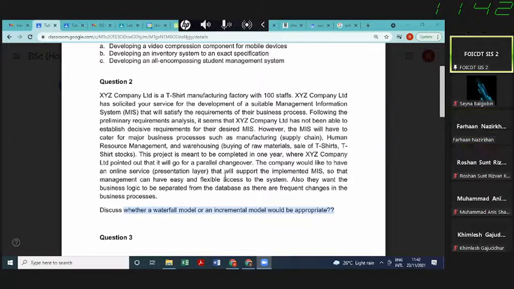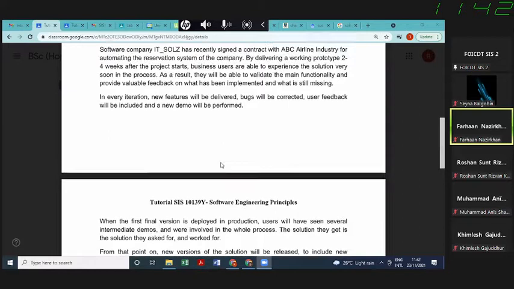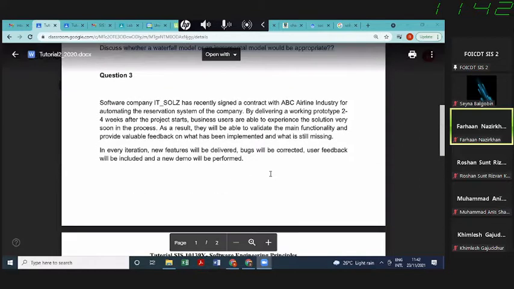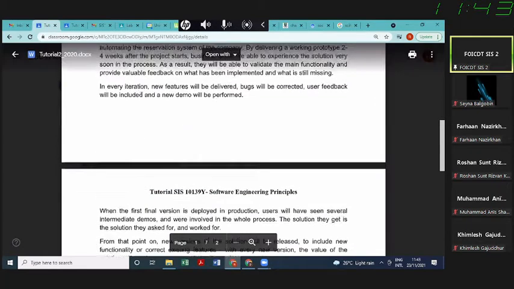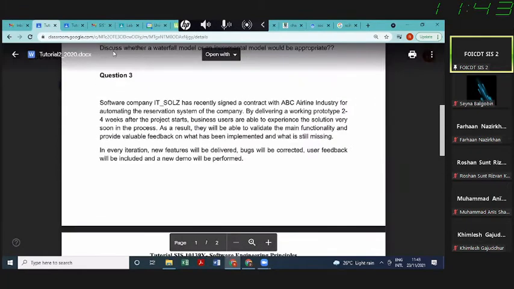Yes, very good. Me too, I think it's good that we go for this incremental model. So incremental, agreed. Question number 3. I give you 2-3 minutes to read question number 3, and then we're going to correct.